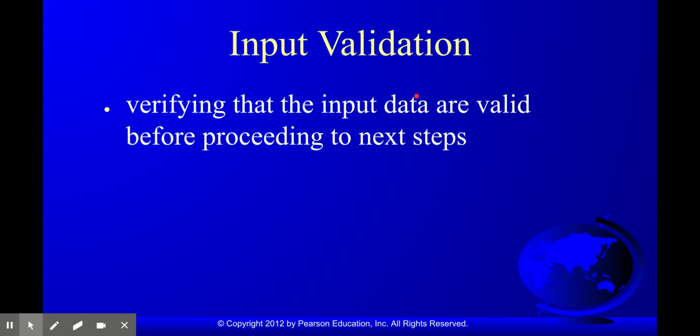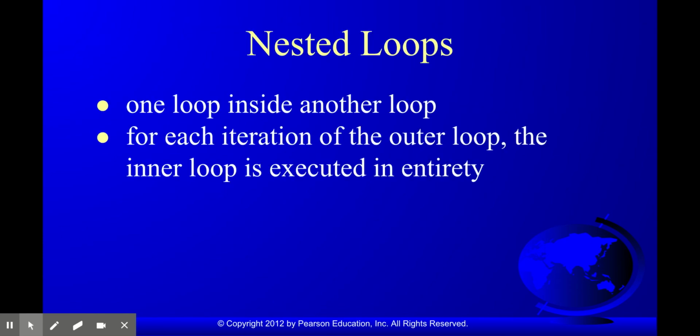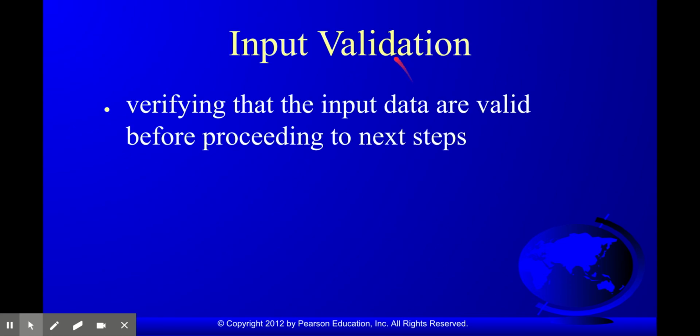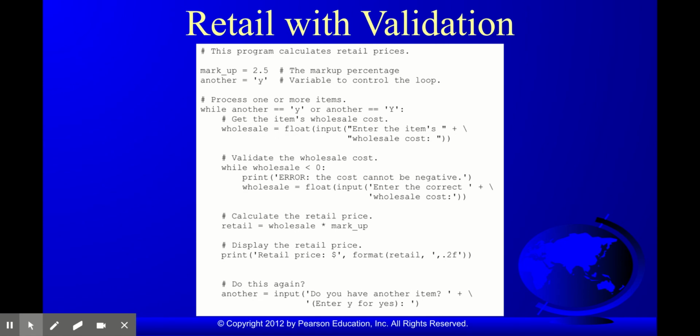Sometimes you also want to make sure that you are entering the correct type of data before you go to the next steps. Oh, I forgot to put those programs in, copies of those codes. So here's the code for validation. This is asking for prices and calculates retail prices. Well, prices can't be negative, so there is this validation loop right here.